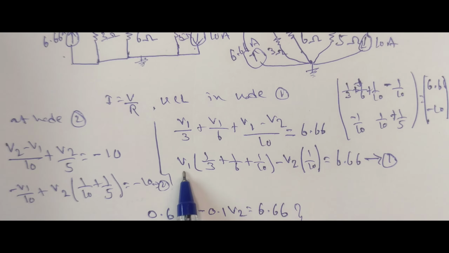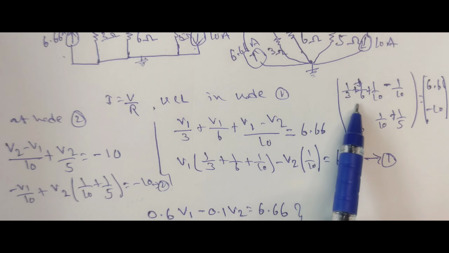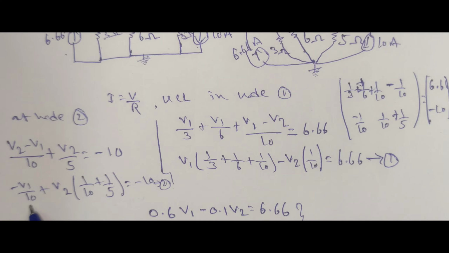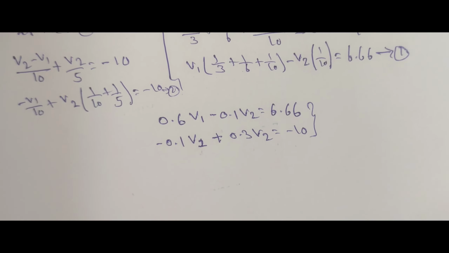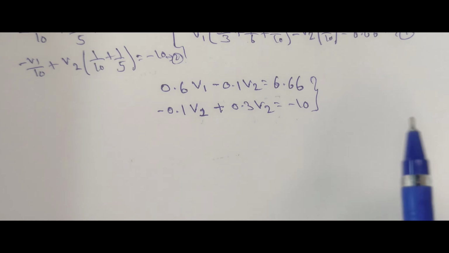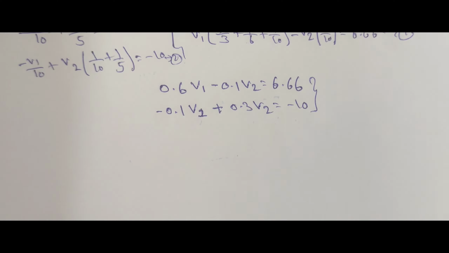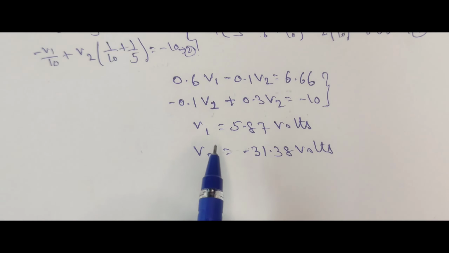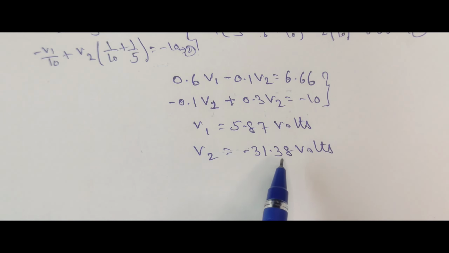The V1 coefficient is the same as what we have written. For R12, we get the V2 coefficient, that is 1 by 10. The same is applicable in equation number 2 also, it is 1 by 10. And the summation of the resistances present at node number 2 is 1 by 10 plus 1 by 5. So we are getting everything as the same answers. By the elimination method or by Cramer's rule, we determine the V1 and V2 values. After solving, I am getting V1 as 5.87 volts and V2 as minus 31.38 volts.